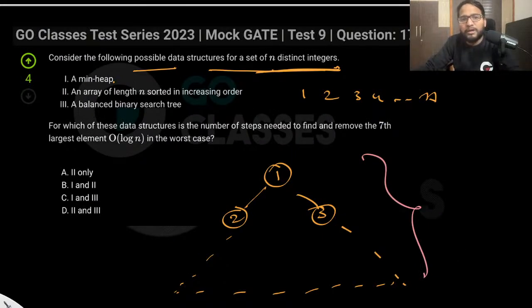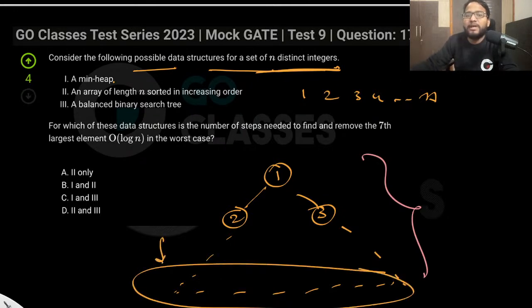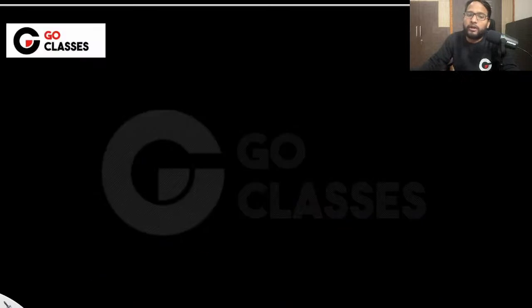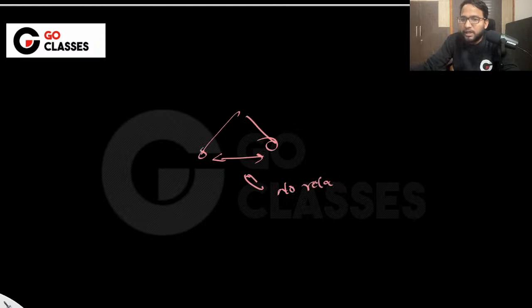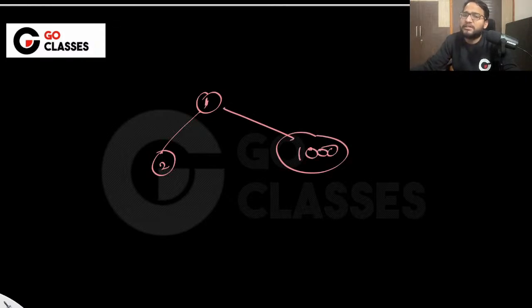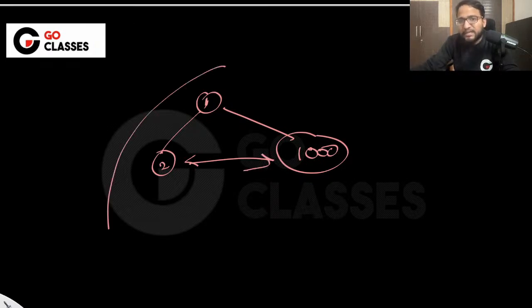So, min heap. The key point here is that the seventh largest can be here, right? Since it can be here, order of log n might not be sufficient for me, because in a heap I cannot guarantee the order of these elements. In a heap, the siblings have no relation between them. You can have, let's suppose, this is 1, this is 2, and then a very big number here, maybe 1,000, something like this, right? So basically the siblings do not have any relation in the heap. But yes, the ancestor and descendant have a relation.